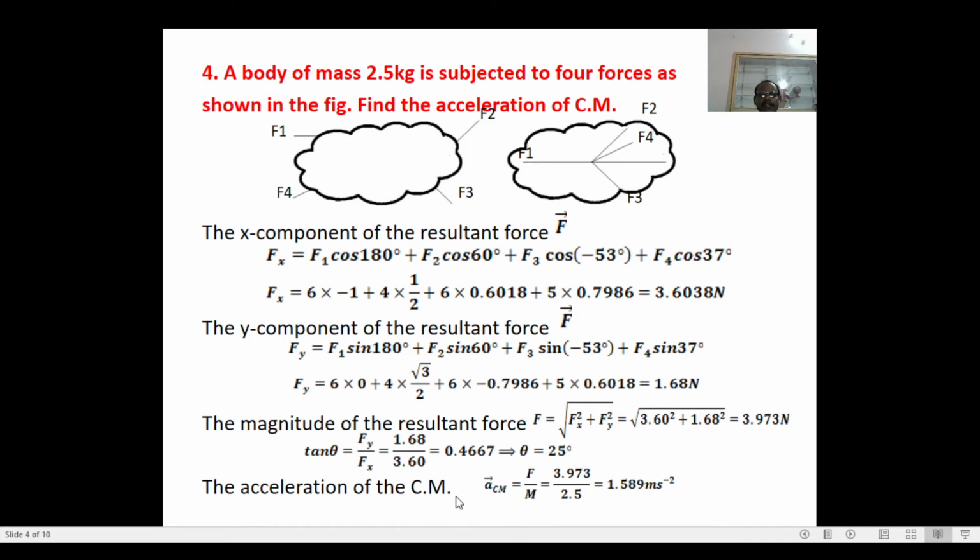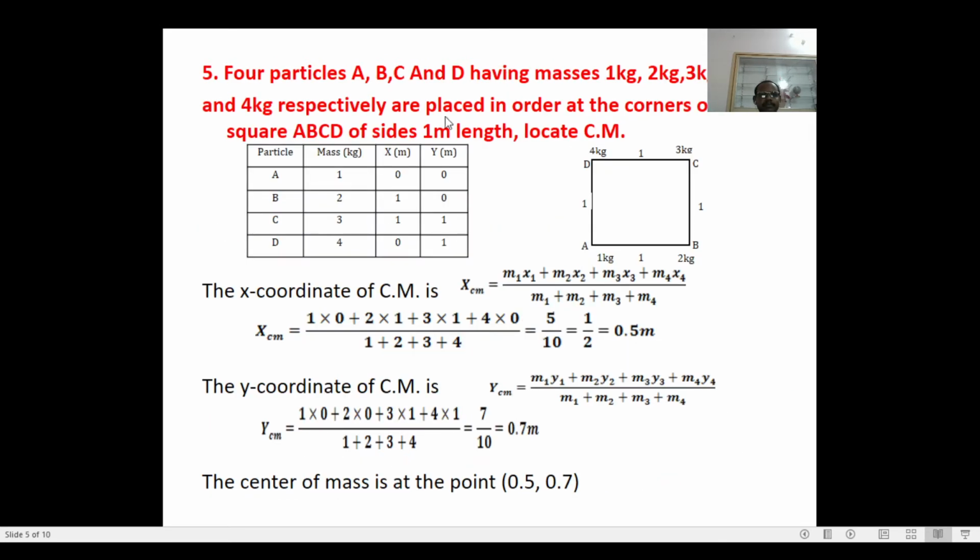The acceleration of the center of mass is ACM vector is force by mass, which is equal to 3.973 divided by 2.5, which is equal to 1.589 meter per second square.